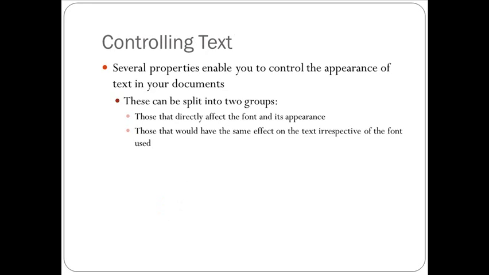There are several properties that enable you to control the appearance of the text in your documents, and these can be split into two groups: those that directly affect the font and its appearance, and those that would have the same effect on the text irrespective of the font used. An example of that would be color. It doesn't matter what font it is. If you want to change it to red, it's going to be red no matter what the font, as opposed to one that directly affects the font, such as italicizing it. That only affects that particular font and what it'll appear like.